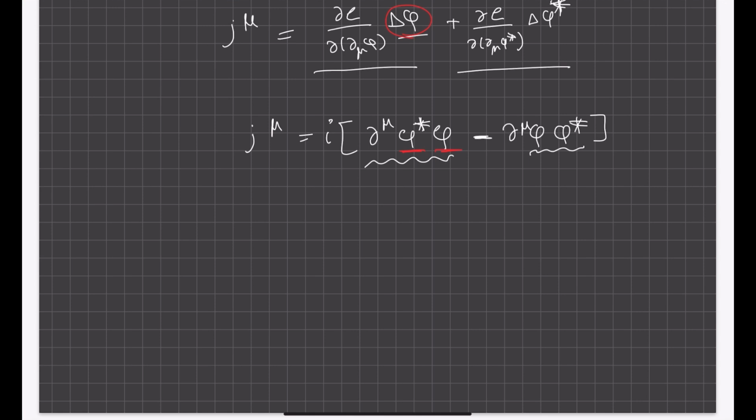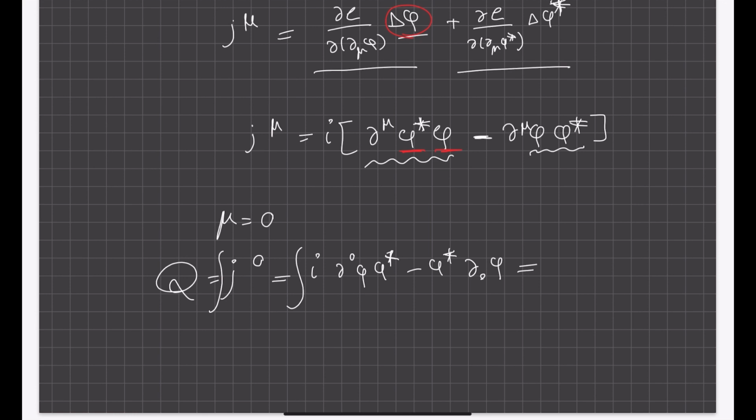Okay. Now the zeroth component, so if I put mu equal to 0, the zeroth component of it would be J0, where J is the current, equal to the integral of i times the first derivative of phi times phi star minus phi star times the first derivative of phi. And then I say, if I integrate this J0, that would give me the whole total electric charge. And this Q is going to be the equivalent version of electrical charges.